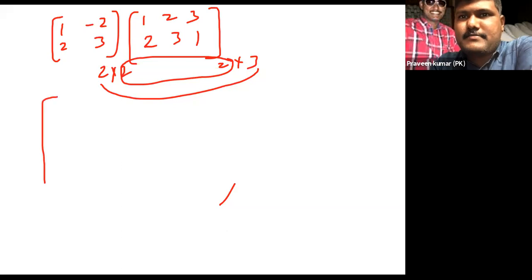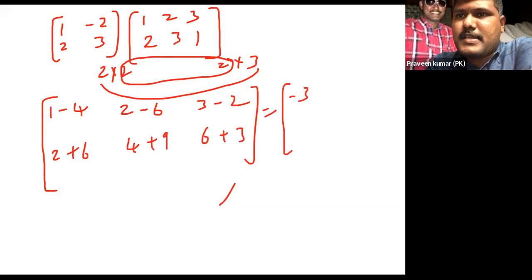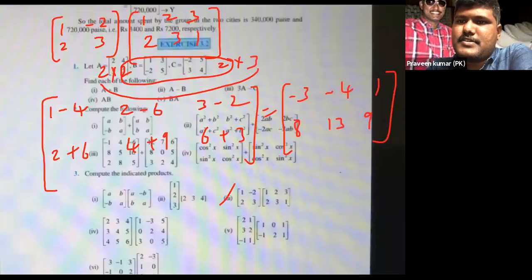I think you multiply, I also multiply. First row into first column: 1, 1s are 1, minus 4. First row into second column: 2, minus 6. First row into third column: 3, minus 2. Second row into first column: 2 plus 6. Second row into second column: 4 plus 9. Second row into third column: 6 plus 3. Minus 3, minus 4, 1. 8, 13, 9. Is this your answer? Perfect. Try the next question.